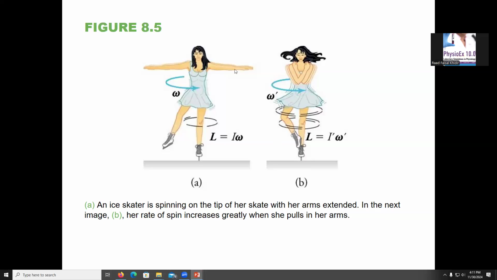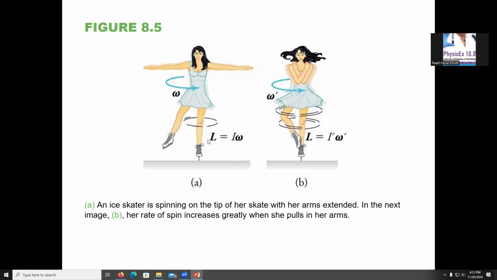Her rate of spin increases greatly when she pulls in her arms. Why is that? Why is it that when the figure skater pulls her arms in to her core, to her center, she spins faster? Well, when you bring your arms in to the center, you decrease the inertia, you decrease the mass, and you decrease the amount of air resistance you are exposed to while spinning.